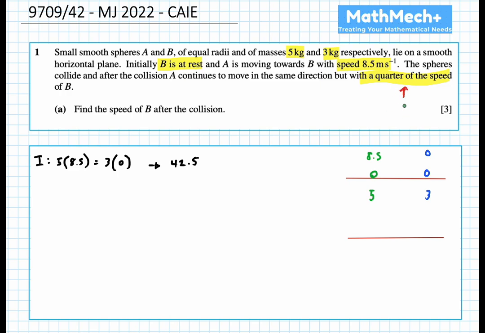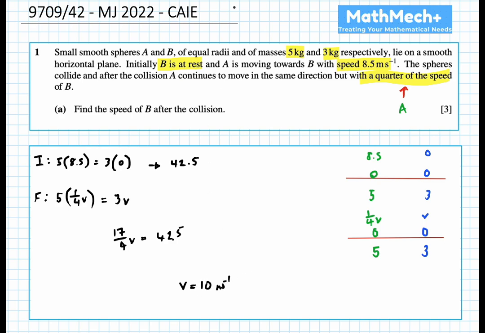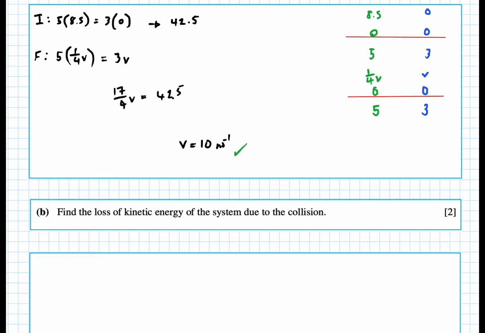And now we've got a second part, so we know that A is a quarter of the speed of B after the collision. So of course that means 1/4 of V if B is equal to V. Same details of course, just changing those velocity aspects. So 5 times 1/4 of V, plus 3V. And equating that all together, 42.5 is equal to 17 over 4 V, and so V is equal to 10 meters per second. So that was the speed of B after the collision.